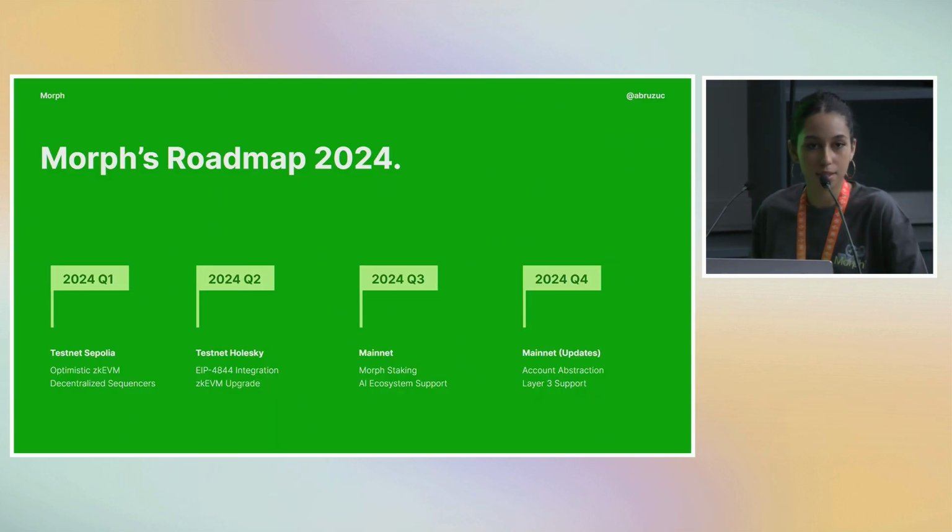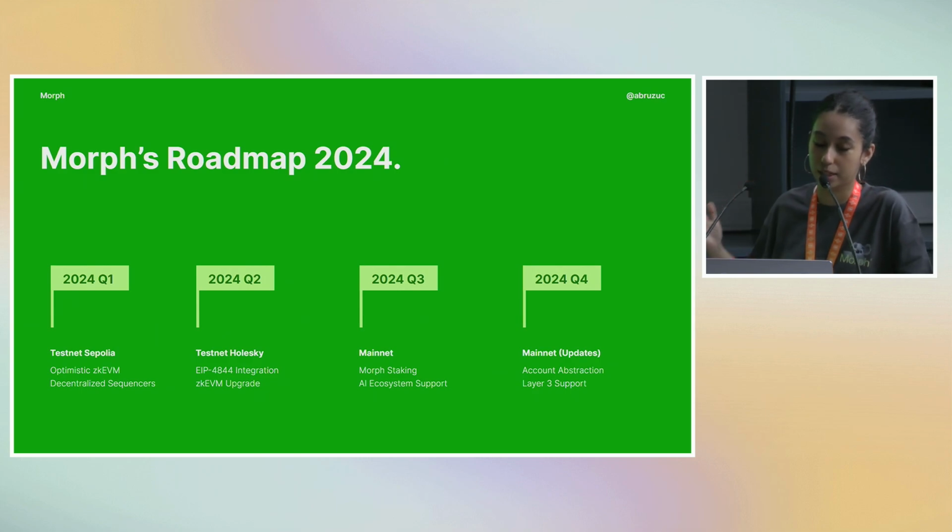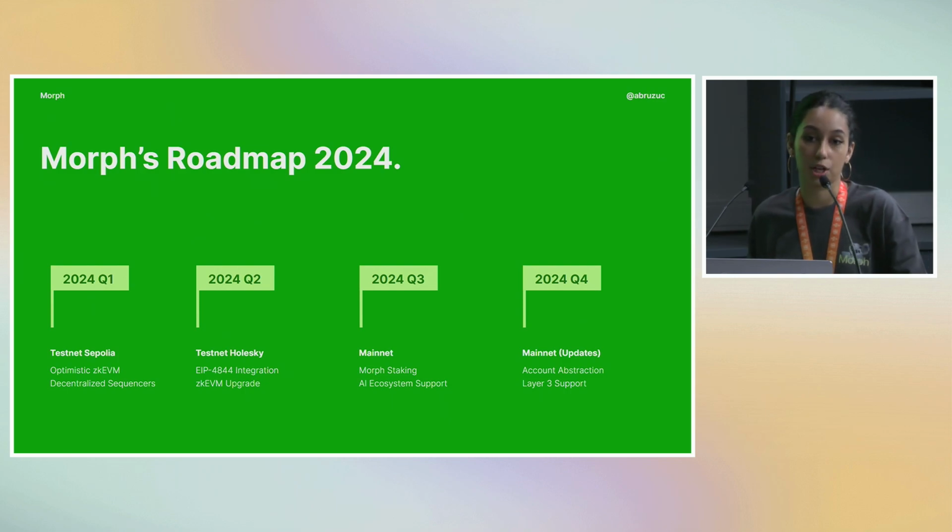And this is our main reason, because right now integrating a fully ZK rollup can be pretty expensive. That's why we're integrating a hybrid method. We are expecting that after mainnet we will integrate a fully ZK rollup, and we will have Morph staking. We will launch our token on mainnet. We also have some updates by the end of the year: layer 3 support and account abstraction.